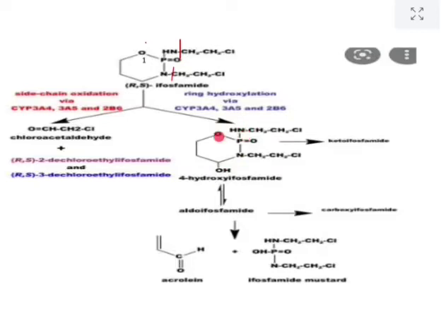I hope you can see that, positions 1, 2, 3, 4. So ring hydroxylation, again catalyzed by cytochrome P450 enzymes, gives the 4-hydroxy ifosfamide. This hydroxyl group can be oxidized, or in fact it's an interchange. Remember keto-enol tautomerism: it can exist either as the alcohol or as the aldo-ifosfamide, which is a carbonyl compound. So keto-enol tautomerism there, and the resultant compound can also undergo further change.